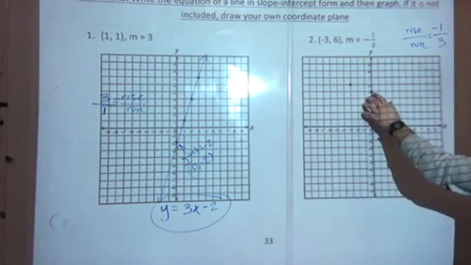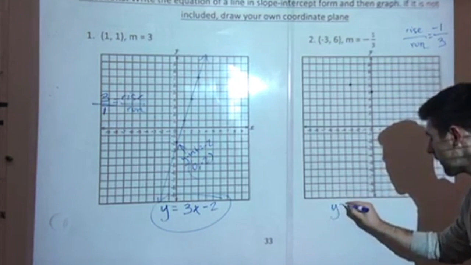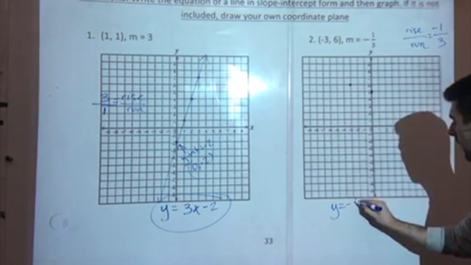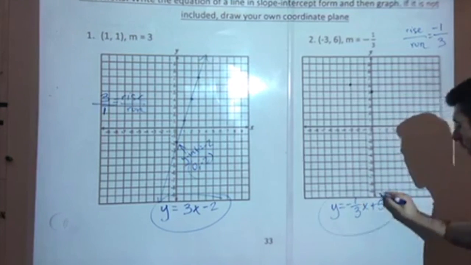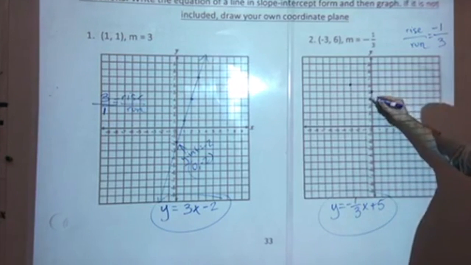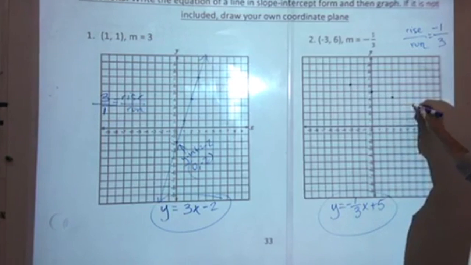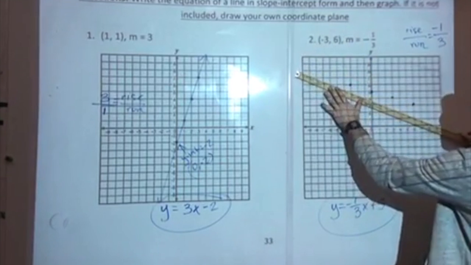And you can see right there, there's the y-intercept. We could go ahead and write the equation for this line. So it's y equals negative 1/3 x plus 5. That relationship helps us figure out every other point on this line. Just for fun, let's plot a few more points, and let's see what this line looks like.